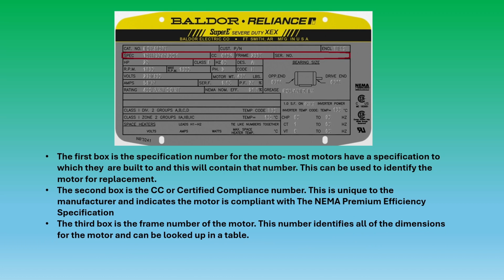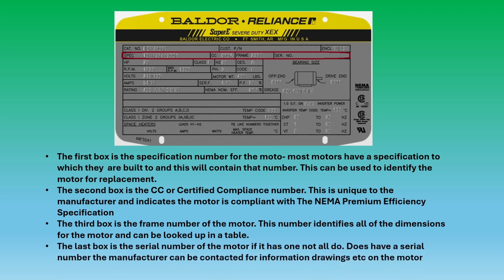The second box is a CC, or certified compliance number. This is unique to the manufacturer and indicates that the motor is in compliance with the NEMA premium efficiency specification. The third box is the frame number of the motor. This number indicates all the dimensions for the motor and can be looked up in a table. The last box is a serial number of the motor if it has one, though not all do. If it does have a serial number, the manufacturer can be contacted for information such as drawings, etc. on the motor.